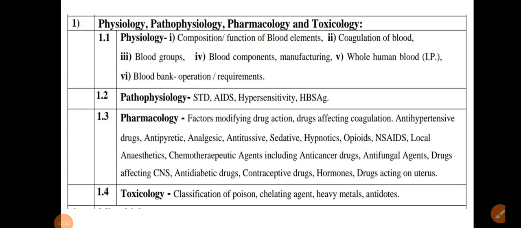Then the fourth one is toxicology: the classification of poison, chelating agents, heavy metals and antidotes. So that is our first section, which includes all of that syllabus.